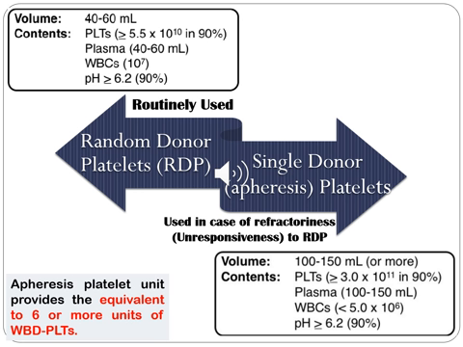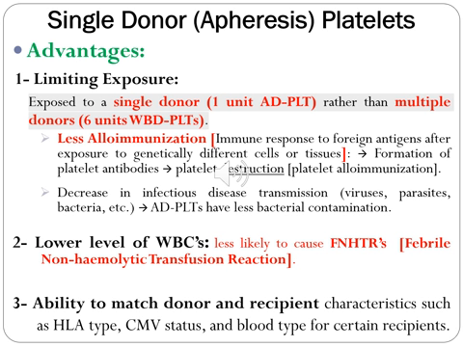As shown in the box, an apheresis platelet unit provides the equivalent of 6 or more units of random donor platelets or whole blood derived platelets. The most important point to know about platelet transfusion is the induction of alloimmunization. Alloimmunization means the formation of antibodies against whole blood-derived platelets, leading to their destruction and unresponsiveness to platelet transfusion.